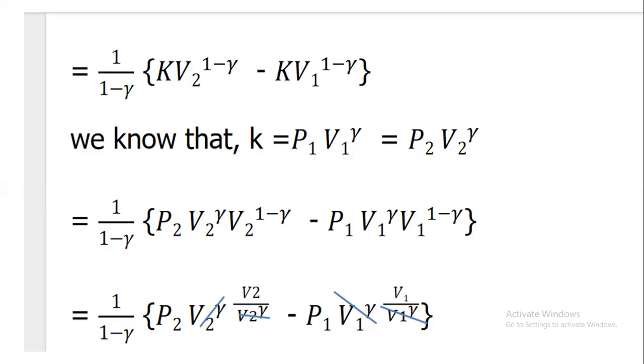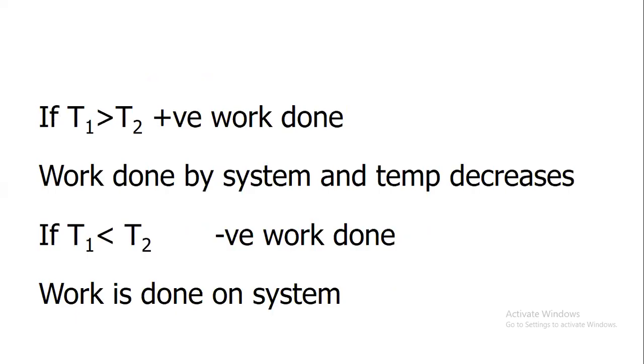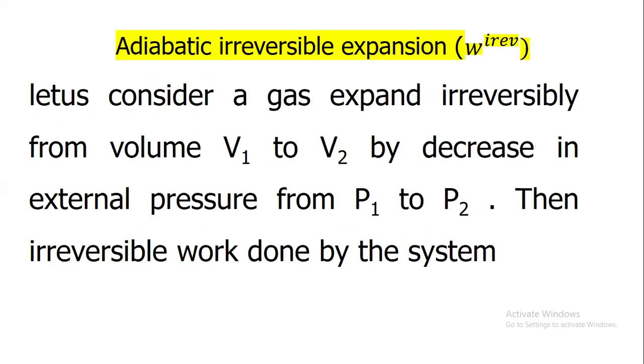Substituting the value of K in the above equation and solving, we get 1 over 1 minus gamma times P2 V2 minus P1 V1. We know that PV equal to nRT, and again, nR over 1 minus gamma times T2 minus T1. And the value of gamma is always greater than 1. So W reversible equal to nR over 1 minus gamma times T2 minus T1. If T1 is greater than T2, positive work is done by the system and temperature decreases. If T1 is less than T2, negative work is done on the system.